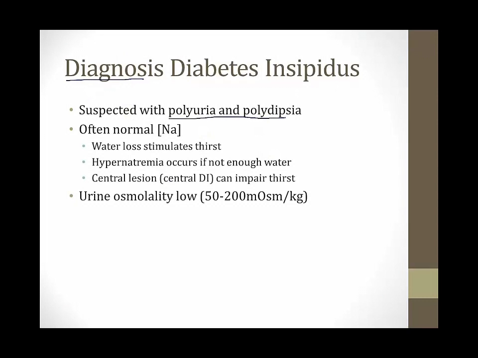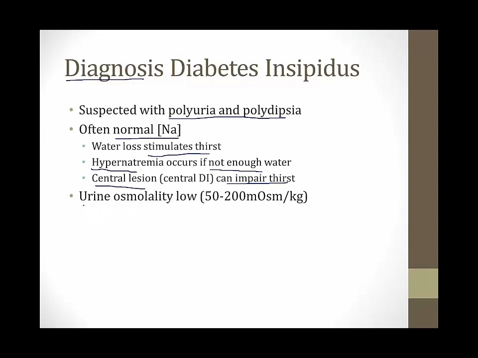Now, I've listed diabetes insipidus among the causes of hypernatremia, but in many cases the plasma sodium level is actually normal. That's because water loss stimulates thirst and patients replace the water that they are losing. Hypernatremia only occurs if they don't drink enough water, and this is more common in patients who have a central cause of diabetes insipidus. The central lesion can affect the central nervous system and impair the thirst mechanism.